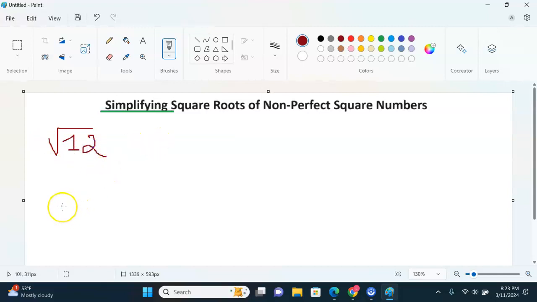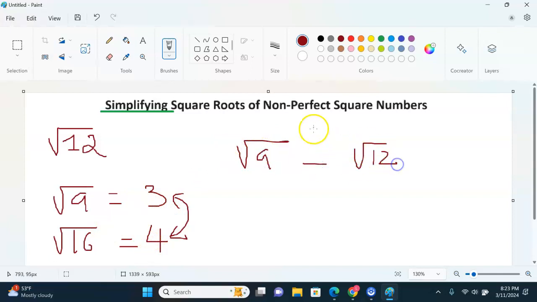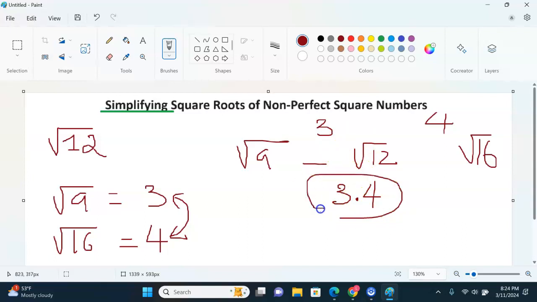Now, don't get me wrong. I know that the square root of 9 is 3, and then the square root of 16 is 4. So I can say that the square root of 12 is going to be somewhere between 3 and 4, right? And I know that from 9 to 12 is 3 numbers, you add 3 to get to 12. And then from 12 to 16, you add 4 to get to 16. So I know the square root of 12 is going to be about like 3.4-ish, okay? 3.4. That's how we estimate the square root.